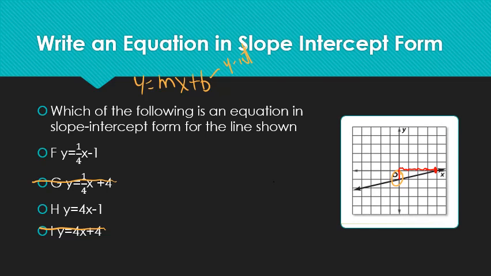And so my answer to this problem is choice F, 1/4 x minus 1, remembering that b is the y-intercept and m is the slope. All right, there we go. We took a graph and we wrote an equation based on identifying where the y-intercept was and then using rise over run to determine the slope.